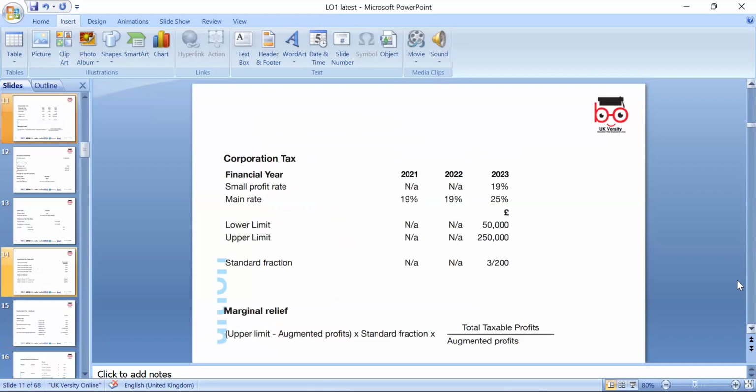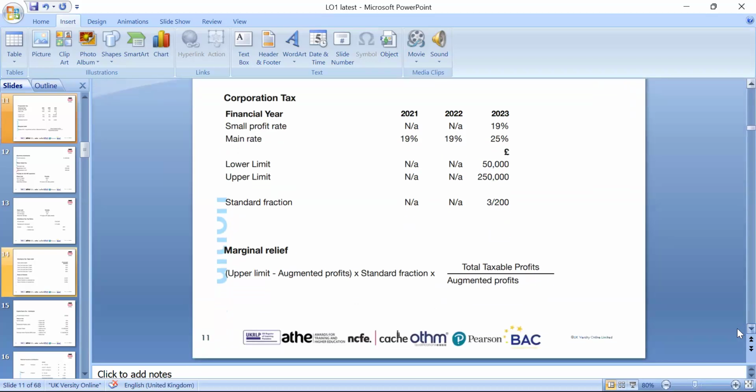So we'll go through the small profit rate, which is 19%. We'll go through the main rate, 19% and 25%. We can look at the upper limit and the lower limit and the standard fraction, 3 divided by 200. So we look at the upper limit, augmented profit and standard fractions, which will be 3 over 200. So that will be in our discussion.